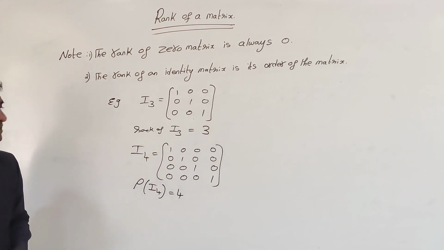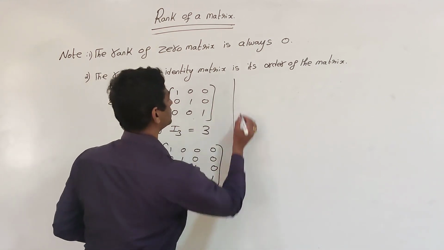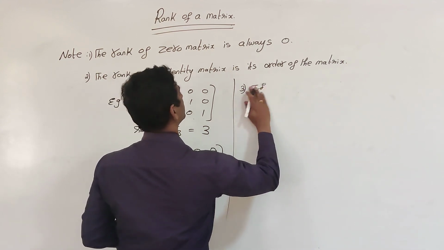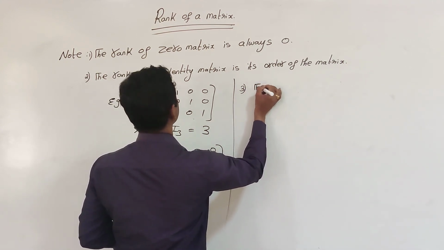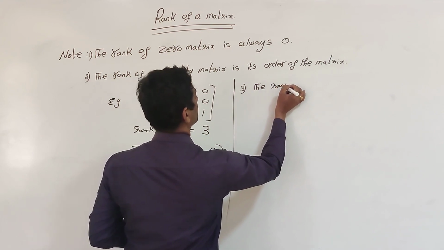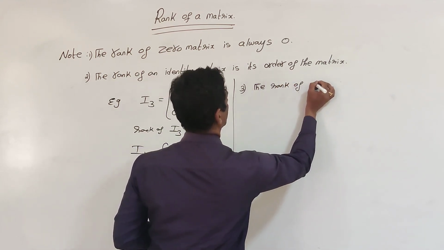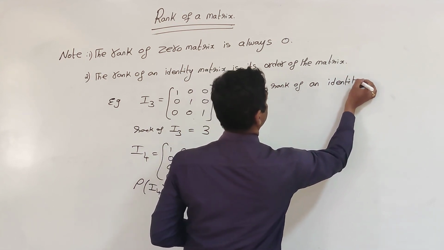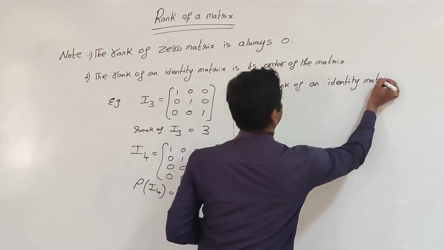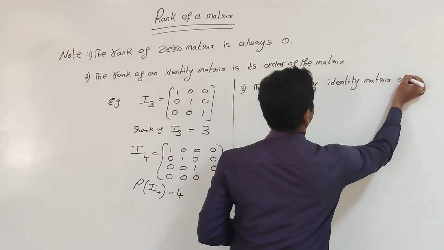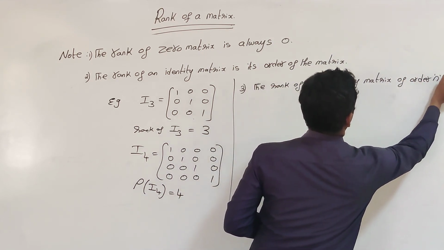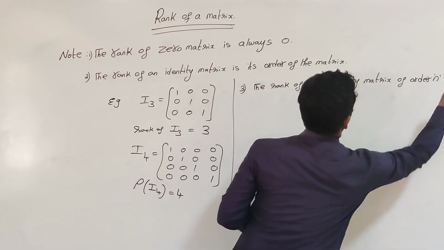So in general, what can we conclude? Note 3: the rank of an identity matrix of order n is n.